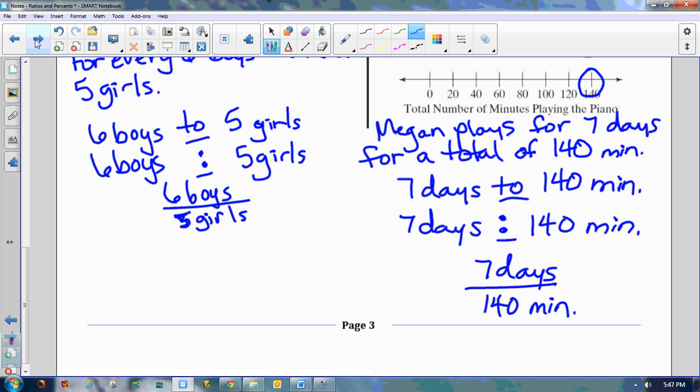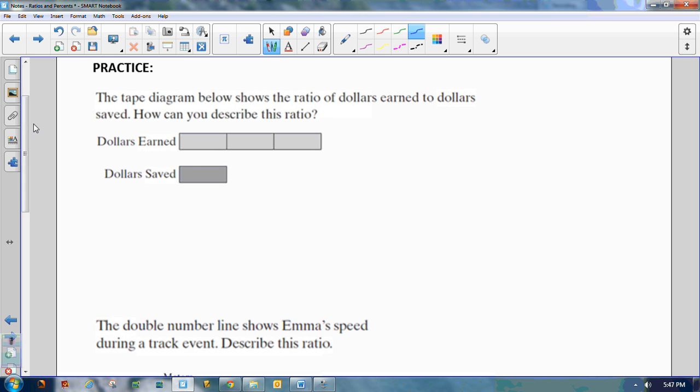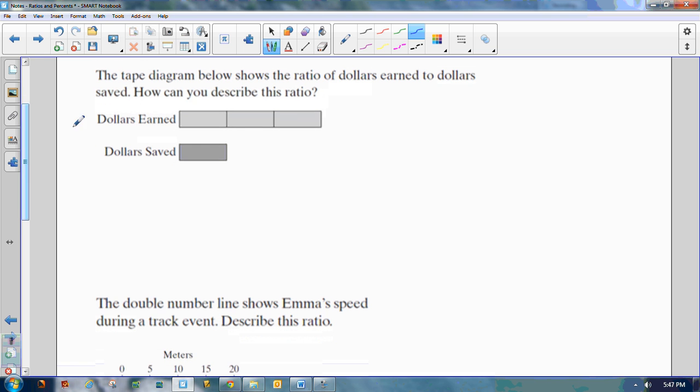Let's take a look at one more example of each of these. Here on practice, we have a tape diagram to start out with, and it says below, this shows the ratio of dollars earned to dollars saved. How can you describe this ratio? Again, since it's a tape diagram, we're going to count our segments. So we have 3 here and 1 here. It's dollars earned to dollars saved.